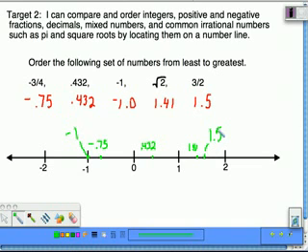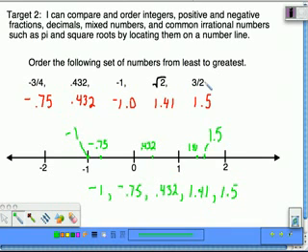Now, our original problem asked us to put these in order. So we've used the number line to put them in order. And if we look here, start from the left, we have our smallest number, negative 1. Our next, which will be negative 75 hundredths. The next number in this sequence would be 432 thousandths. The next would be 1 and 41 hundredths. And the largest number in the sequence would be 1 and 5/10, or the 3/2.